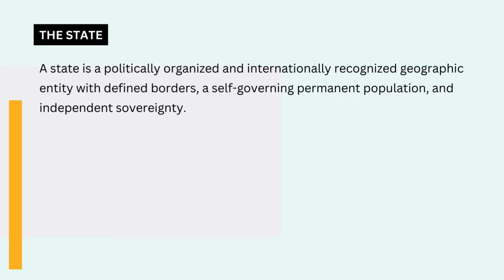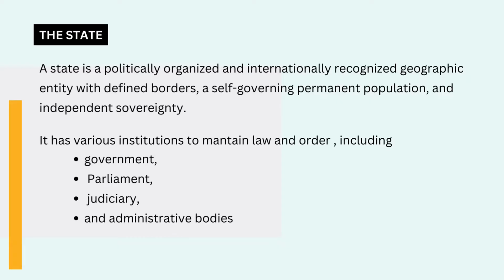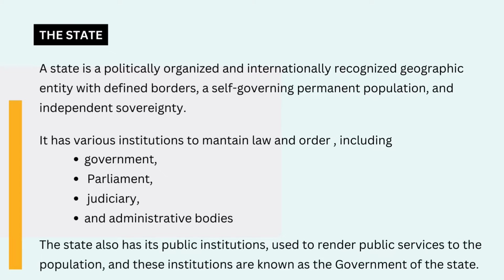The state. A state is a politically organized and internationally recognized geographic entity with defined borders, a self-governing permanent population, and independent sovereignty. It has various institutions to maintain law and order, including the government, parliament, judiciary, and administrative bodies. The state also has its public institutions, used to render public services to the population, and these institutions are known as the government of the state.